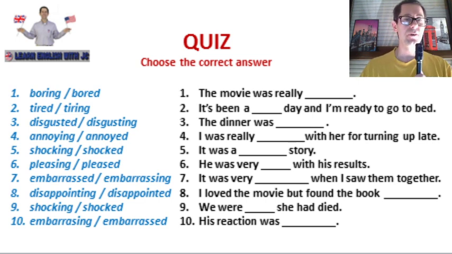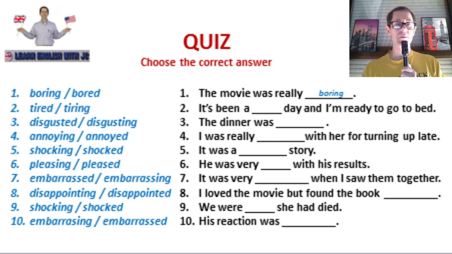So let's take a look at the first one. The movie was really... Are you talking about your feelings? No, you're talking about the movie. So if you are not talking about your feelings, you don't use ed, so you use ing. In this case the sentence becomes: the movie was really boring, because you are not talking about your feelings. You're talking about the movie. One more time: the movie was really boring.